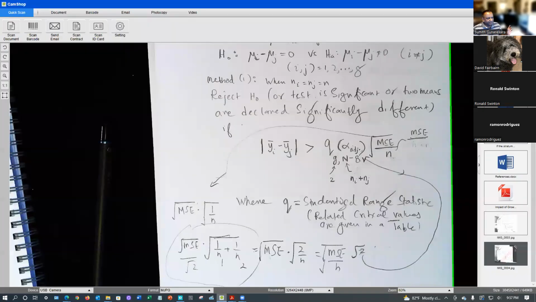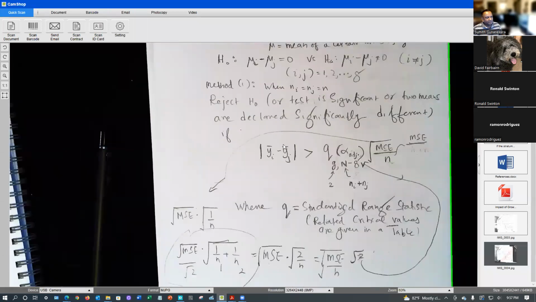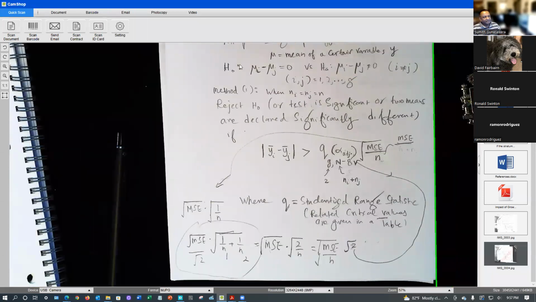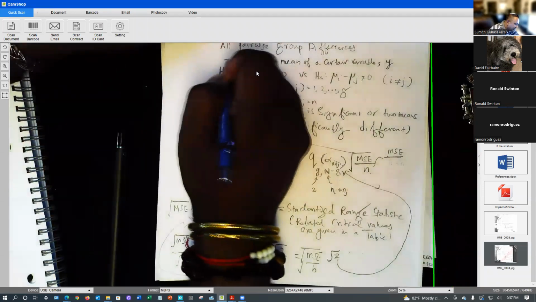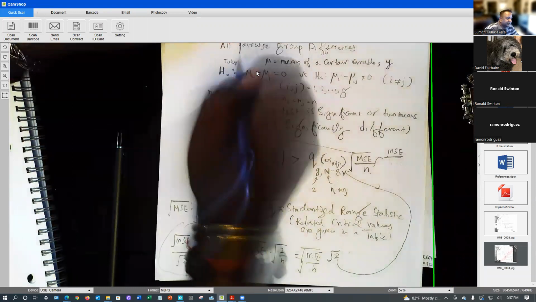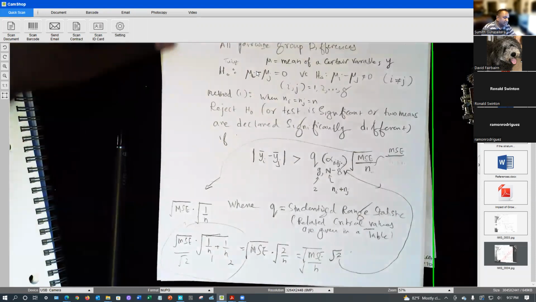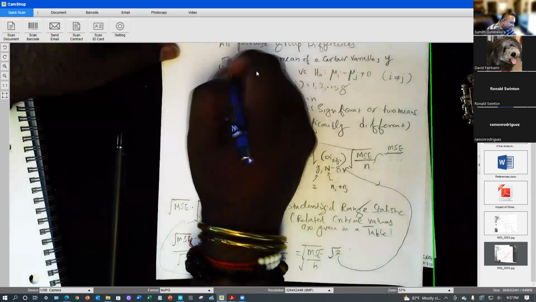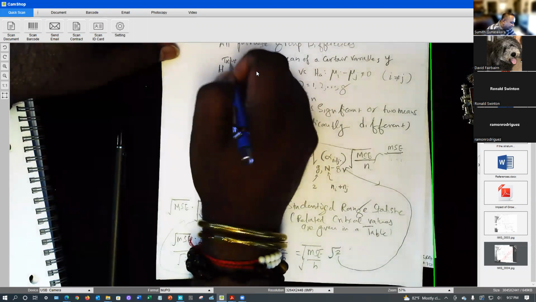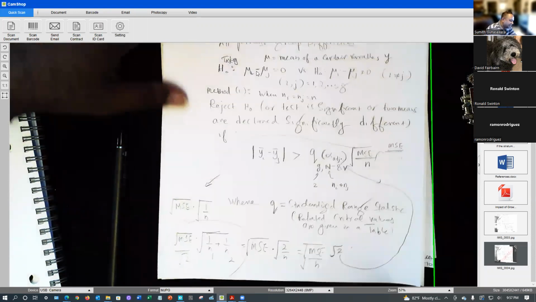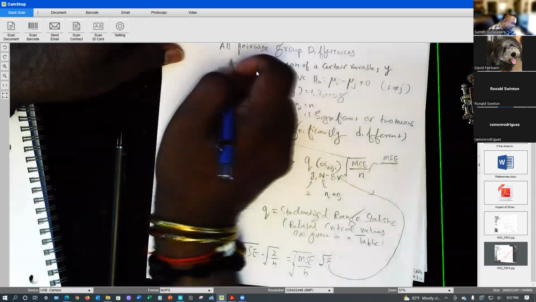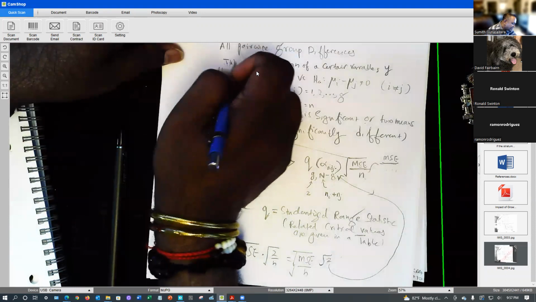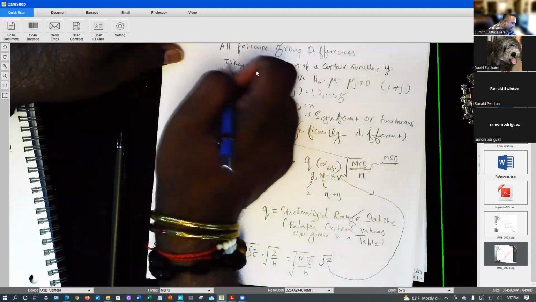Here, see this one. That's the Tukey. So we were talking about 3 null hypotheses here. First one multivariate, second one univariate ANOVA, then the third one Tukey.